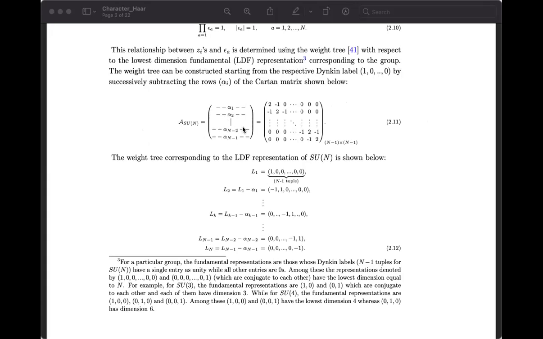So now what you do is define L1 to be the fundamental weight, and then you define L2 to be L1 minus alpha 1, and then Lk is basically L(k-1) minus alpha(k-1). So successively you subtract those alpha i's from the previous Li's, right? And this way you can reach up to Ln, where you exhaust all the alpha up to n minus 1, and you get this structure. In this way you can construct a weight tree starting from the lowest dimensional fundamental representation of SU(N) using the root vectors in the Dynkin basis.